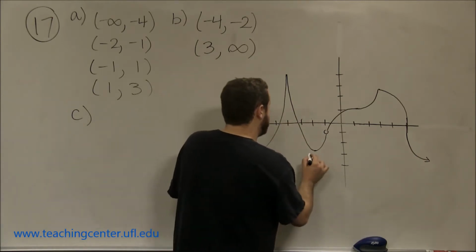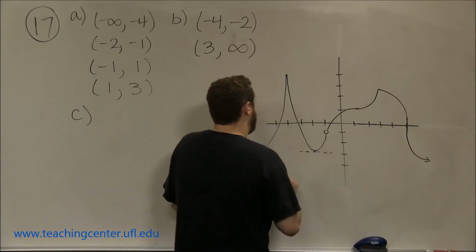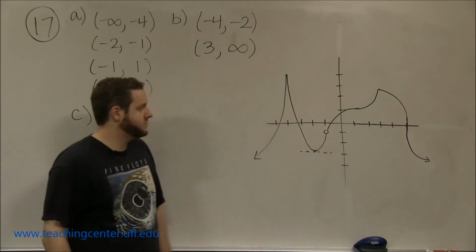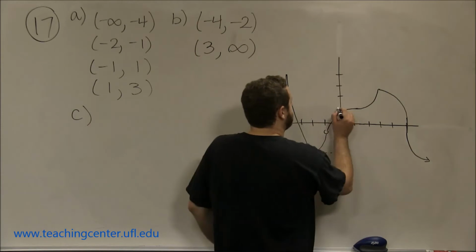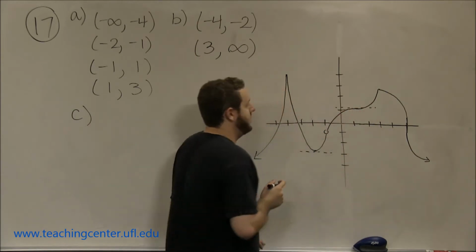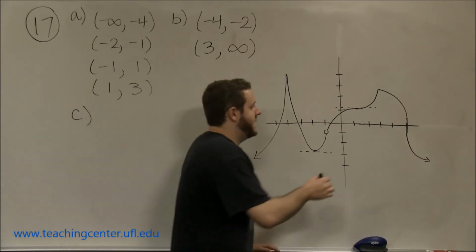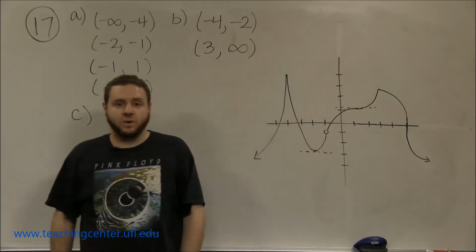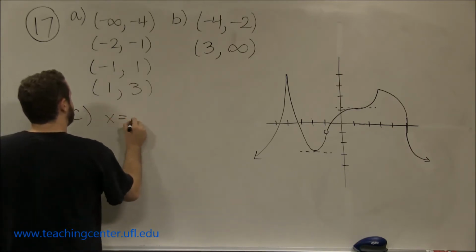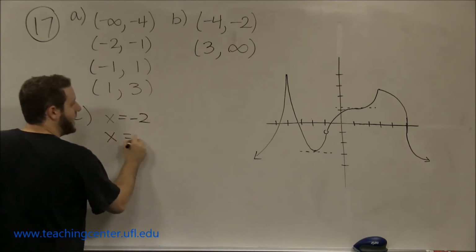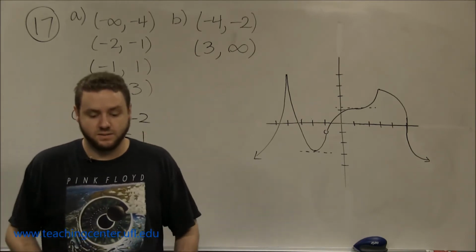We're going to have horizontal tangent lines at the bottom of this parabola part here. We're also going to have a horizontal tangent line where the graph flattens out right here. That would be, if we drew the tangent line to the graph, it would be horizontal there. And that's it. We're not going to have horizontal tangent lines anywhere else. So our horizontal tangent lines are at x equals -2 and x equals 1. So those are the x values where we have horizontal tangent lines.